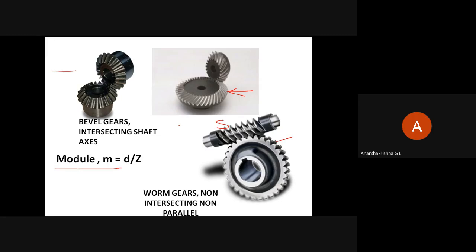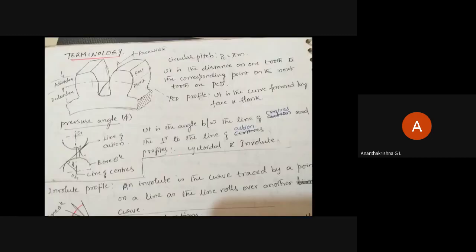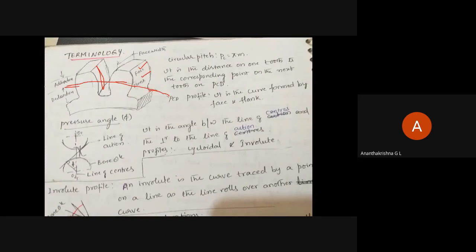And module is given by pitch circle diameter divided by number of teeth. These basics you have studied in your kinematics of machines. However, we'll look into the terminology of gears. If you take this as the pitch circle diameter, this is where the entire give and take of load happens, on the pitch circle diameter. This portion is called the profile, which is a combination of face and flank. From the pitch circle diameter to the top surface of the gear is called addendum. Pitch circle diameter to the bottommost of the gear tooth is called dedendum.